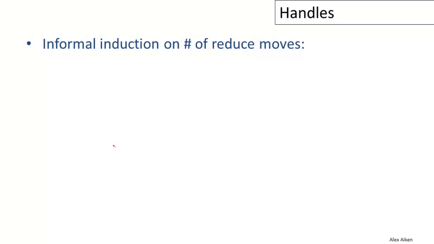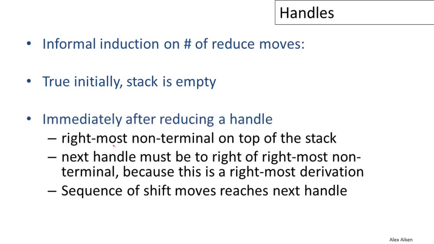sufficient. So here's an informal proof that handles only appear at the top of the stack, and this is by induction on the number of reduce moves. This is true initially because the stack is empty, so the only possible reduction is at the top of the stack, if there's an epsilon move to make. And immediately after we reduce, the rightmost non-terminal is going to be on top of the stack. So immediately after we perform a reduction, we have our stack, and then we have a non-terminal, and then our vertical bar, and this is the rightmost non-terminal.